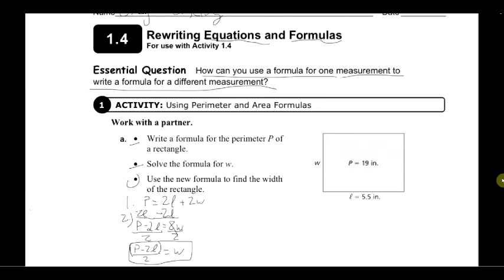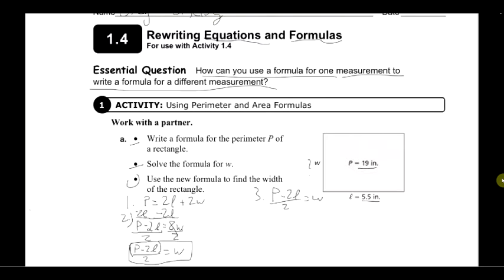Let's put this into practice. We can rewrite our formula just like this if you'd like, or you can just put in parentheses. That'll be a little bit easier. I'm going to do this just because I deserve to take the long route, and that's okay. If you see here on our original rectangle, we know what the length is, we know what the perimeter is, but we don't know what the width is.